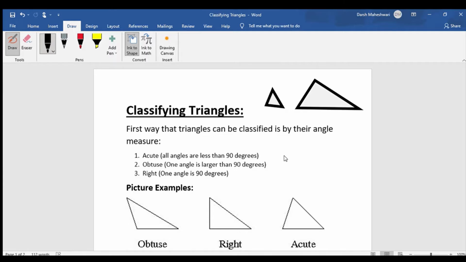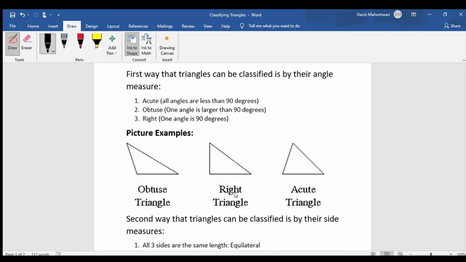So the first way that triangles can be classified is by their angle measure. An acute triangle is when all angles are less than 90 degrees. Obtuse, one angle is larger than 90 degrees, and a right triangle, one angle is 90 degrees. Actually, it doesn't have to be only one, it just has to be at least one. But obtuse is always going to be one. There's no chance it can be two angles that are 90 degrees. I think the same thing also applies for the right triangle. Only one's possible, but you get the gist of it.